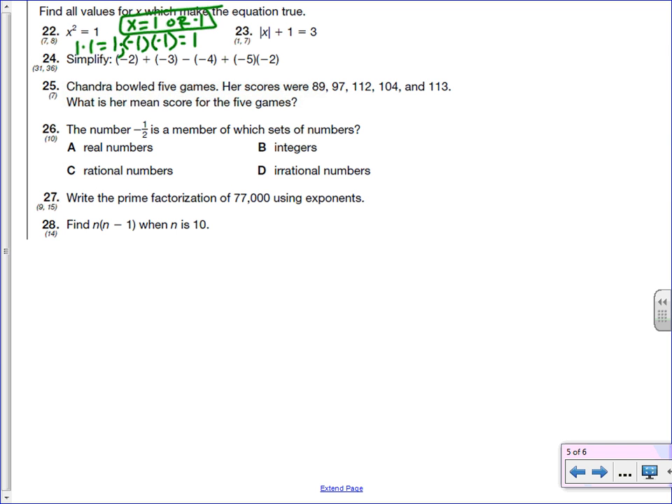The absolute value of x plus 1 is 3. Well, if I'm taking the absolute value of x plus 1, this right here has to be 2, because 2 plus 1 would give me 3. And then the question is, what number or numbers have an absolute value of 2? Well, x could either be 2, that's 2 away from 0, or it could be negative 2, that's 2 away from 0 as well.